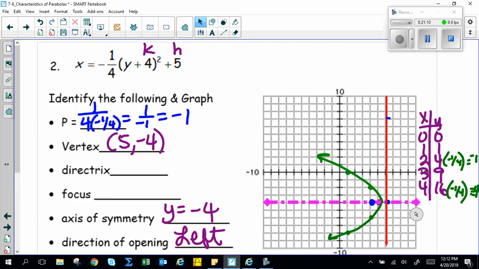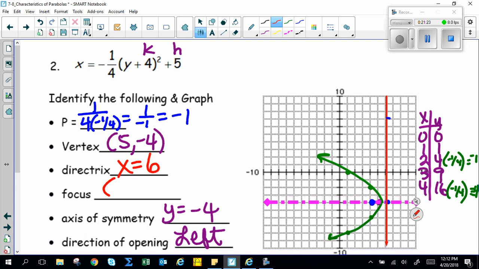All right, so how do I write the equation of the directrix? It's a vertical line, so we start x equals, and this one I can just count 1, 2, 3, 4, 5, 6, x equals 6. So then here's my focal point right there. So the x value is 1, 2, 3, 4, and the y value is -4. Notice that here my p-value is 1. So my vertex, 5 minus 1 is 4, 5 plus 1 is 6. Okay, so you can kind of check that way.